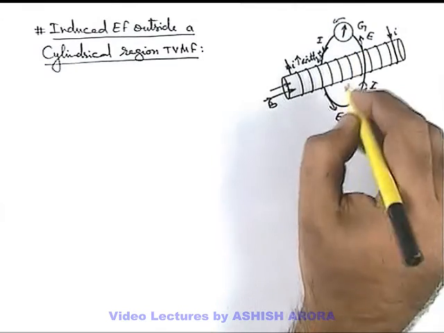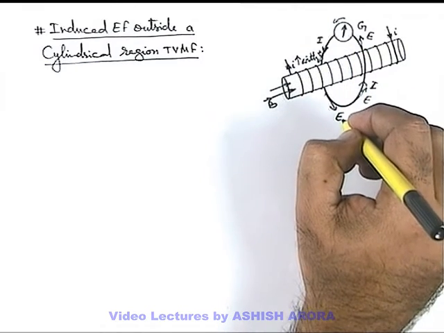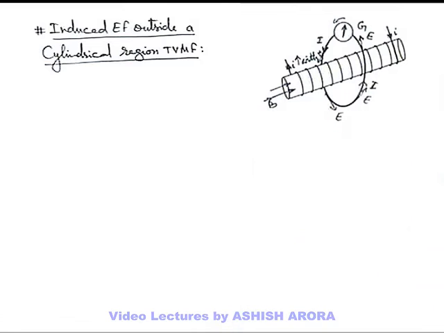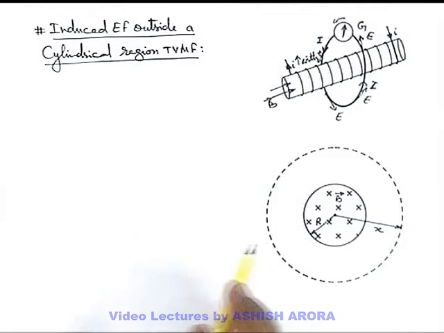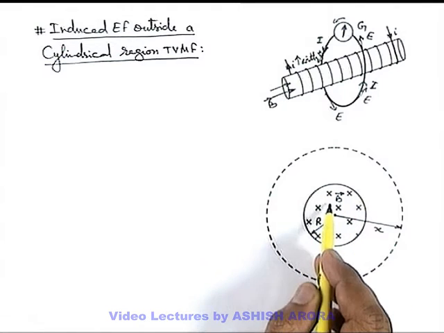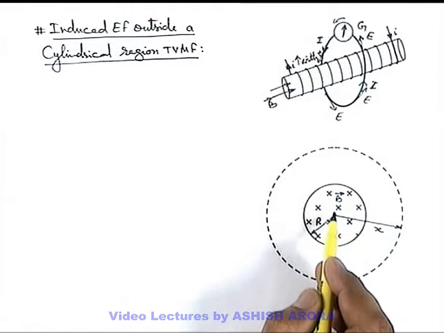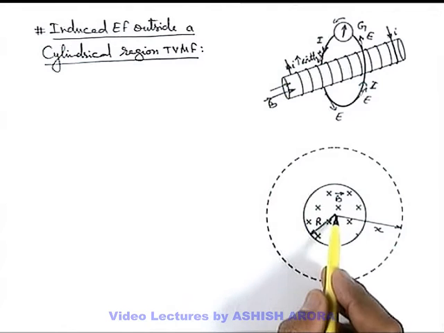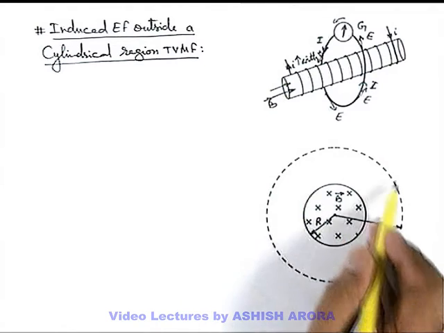And let's have a look at the situation in a different way. If we just have a look at the cross section of this, it will look like this picture. In this picture you can see we have drawn a cross section of the solenoid in which the magnetic induction is in the inward direction, which is of radius r, and at a distance x outside we consider a circular path.